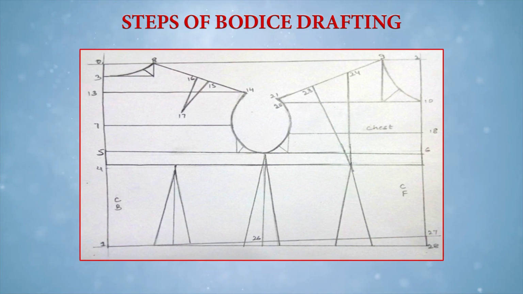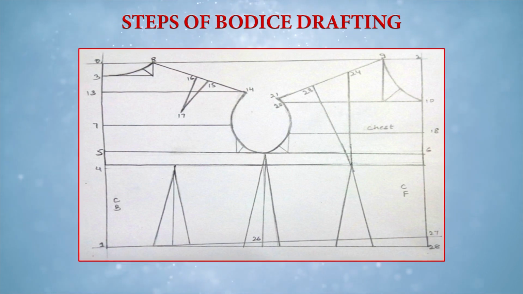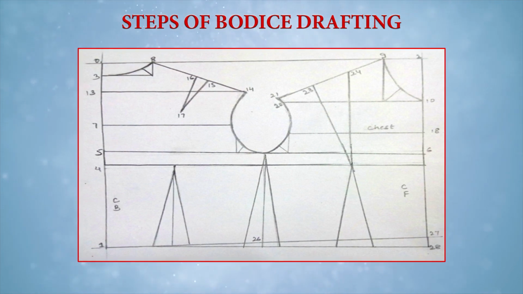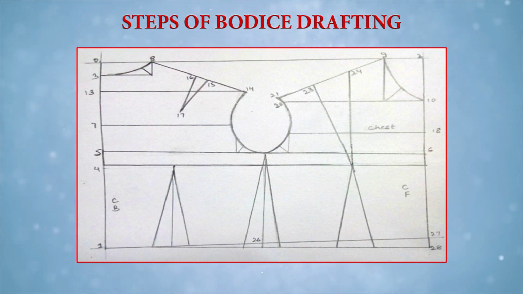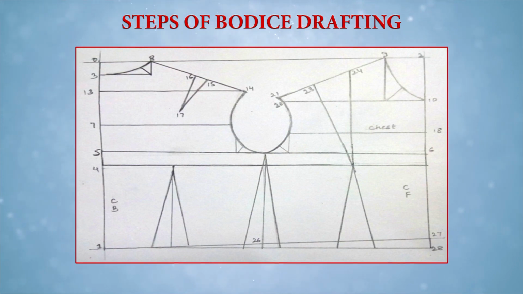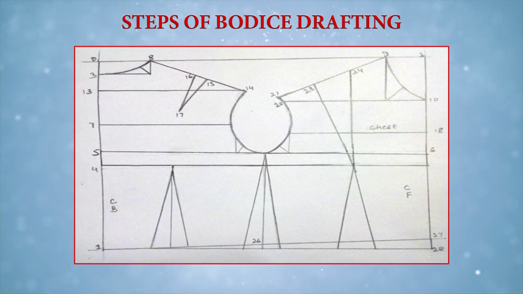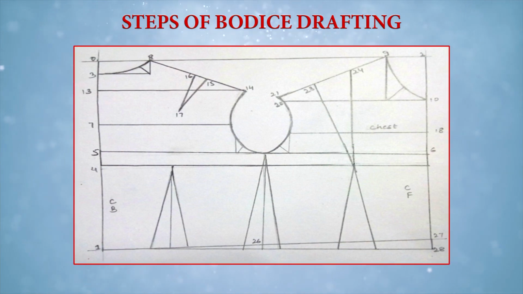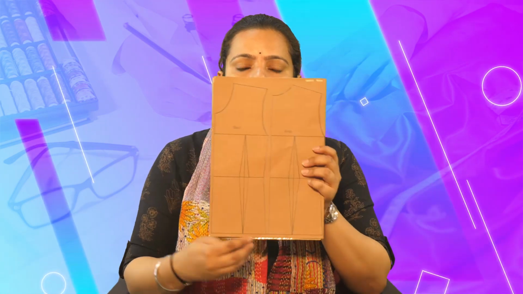In the middle of the picture, the round circle is the armhole side, and the triangle is a dart point. From that dart point, it is the side seam dart. From that dart point we separate the front and the back portion of the bodice. So you can see in this picture how a bodice pattern is developed.